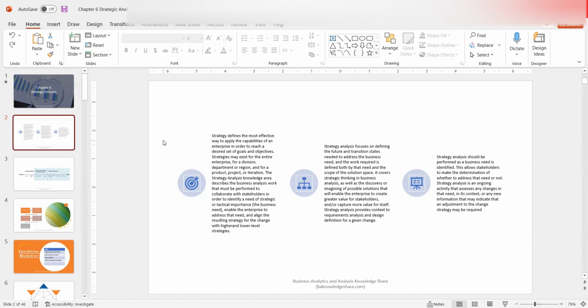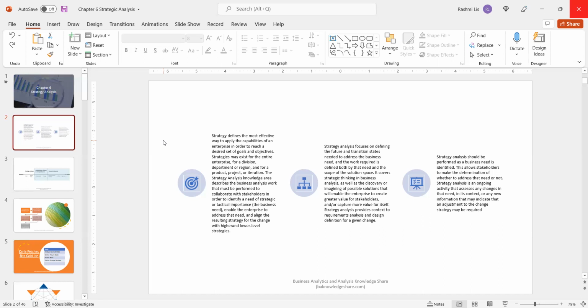Strategy analysis focuses on defining the future and transition states needed to address the business need, and the work required to define both by that need and scope of the solution space. It covers strategic thinking in business analysis, as well as the discovery or imagining of possible solutions.